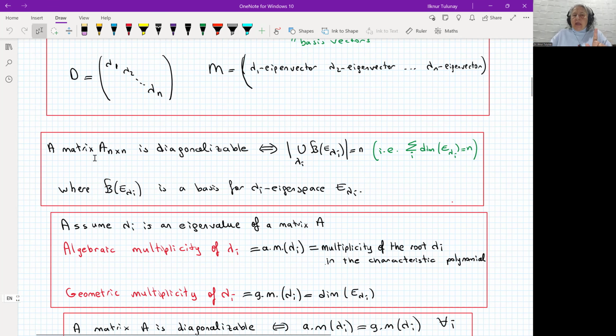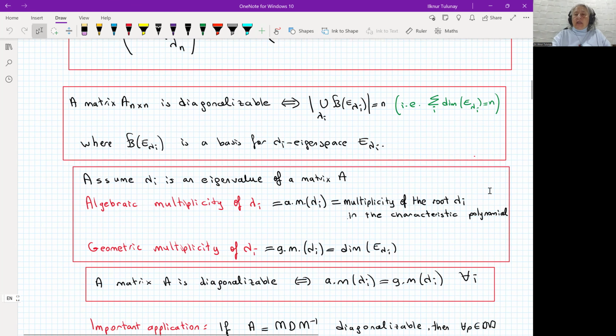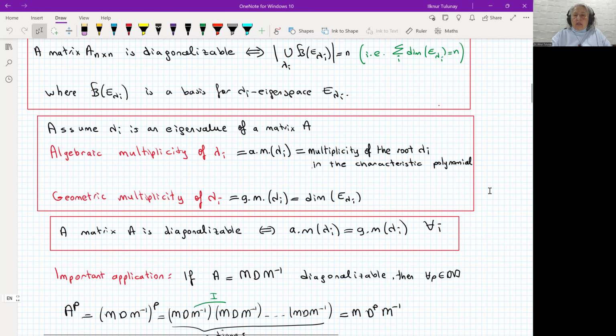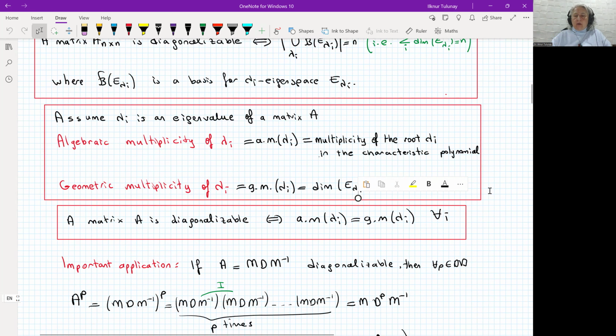But A is a diagonalizable matrix if and only if the union of all basis elements of the eigenspaces of the matrix A gives you n, which is the size of your matrix. Then it is diagonalizable. And this is an if and only if case. And we will do it in a step-by-step way.